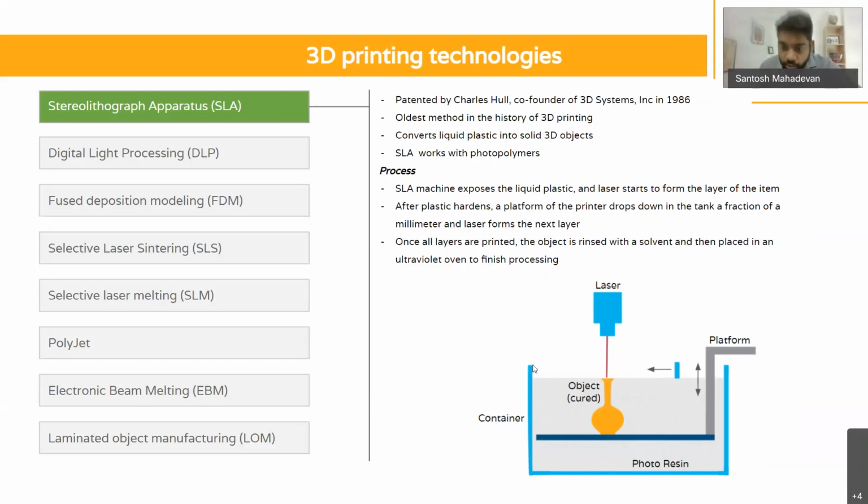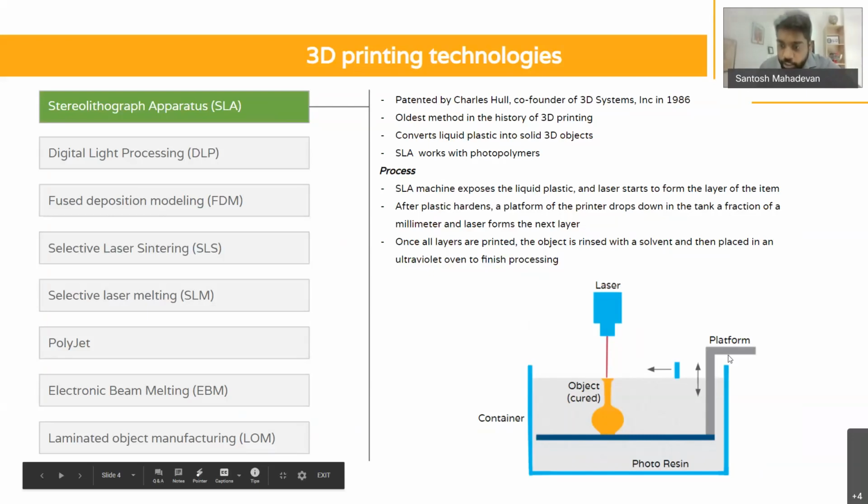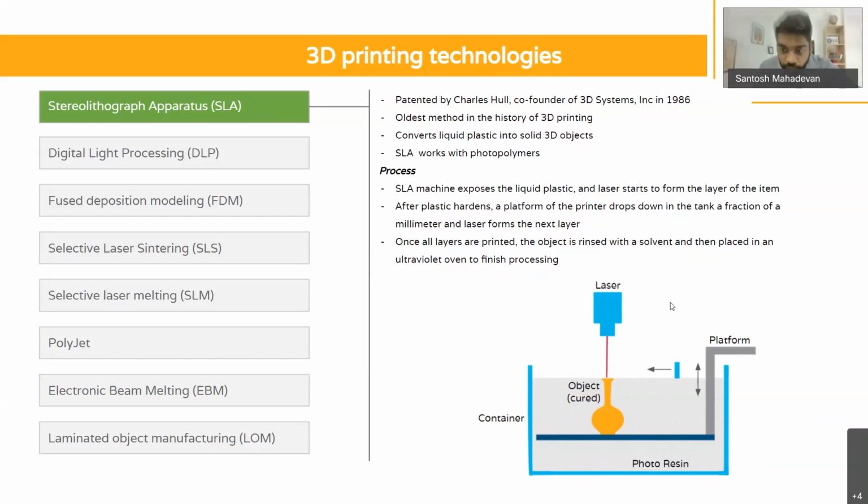So you have a container, and you have a platform. Now this platform is shown to be down with an object. To give you more clarity, this blue layer is on top, very much on top, and this surface and the surface of the liquid are going to be the initial positions of the 3D printing.